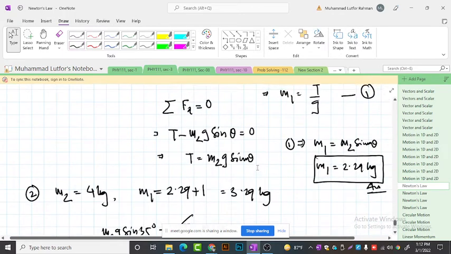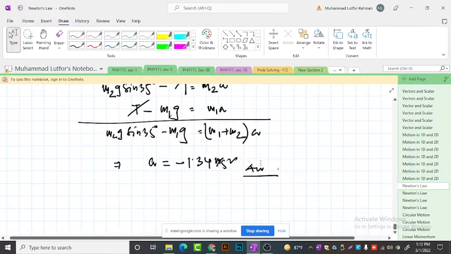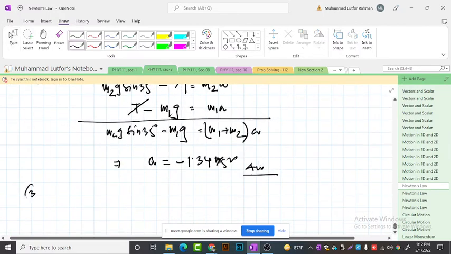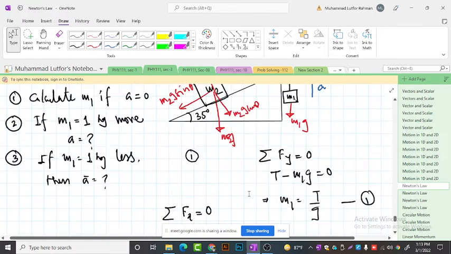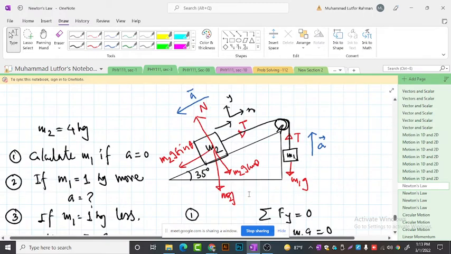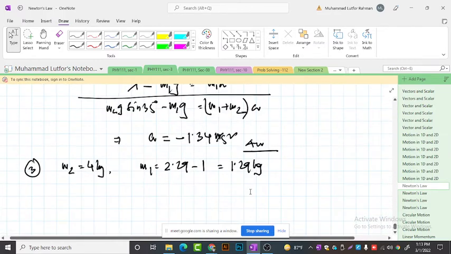Now in the third case, if M1 is less than 1 kg, I should write M2 is again 4 kg. So M1 would be 2.29 minus 1, which is going to be 1.29 kg. Right, it is 1.29 kg right now, less than 1 kg. So if I assume the same thing, that M2 is moving downward and M1 is moving upward, what will I find? Let's check that.